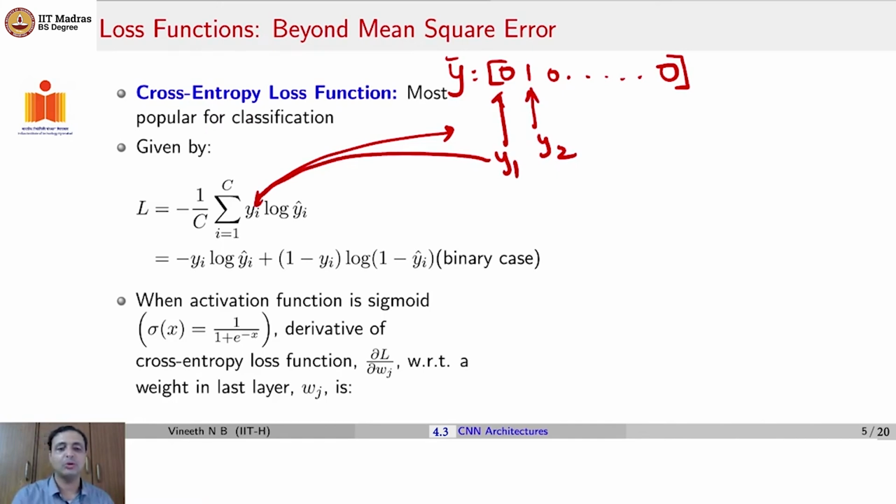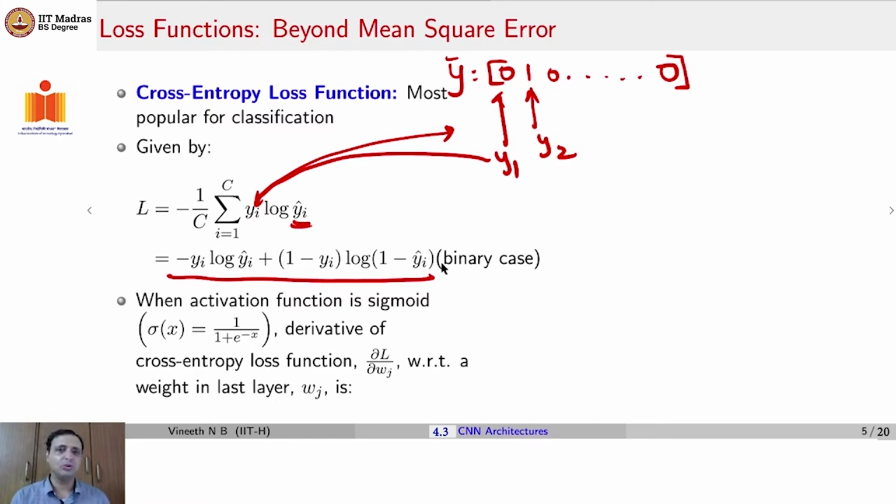That's the yi that we're talking about here, and yi hat is the score in the output layer of the neural network. In the binary case, this simplifies to minus yi log yi hat plus 1 minus yi log of 1 minus yi hat, which is going to be the score. For example, when you use a sigmoid, you'll have only one score that comes out of a neural network, and 1 minus yi will be the score for the negative class. So this is how cross entropy simplifies for a binary classification setting.